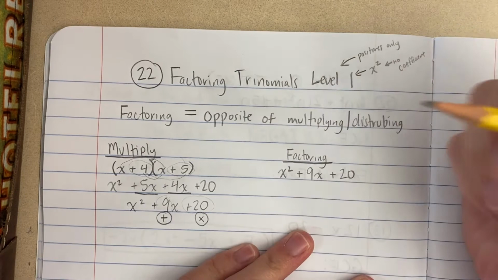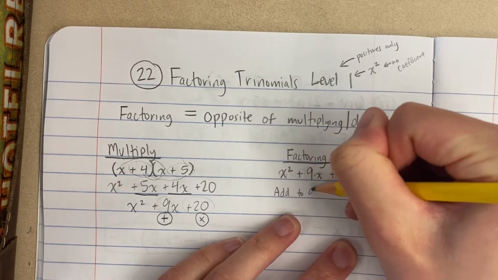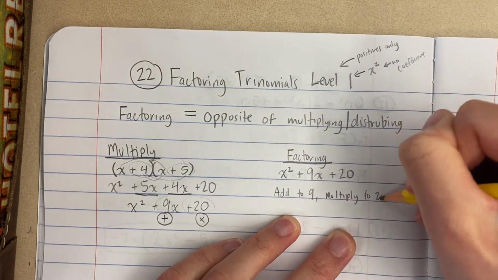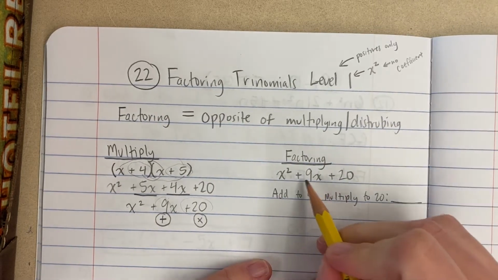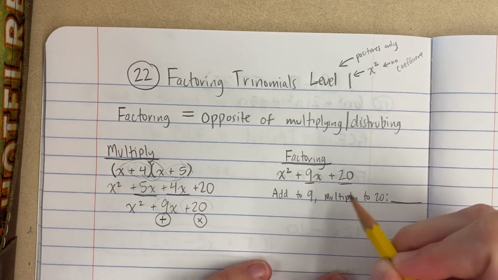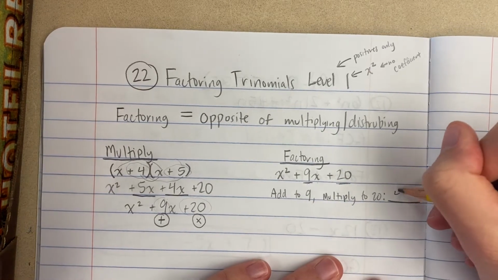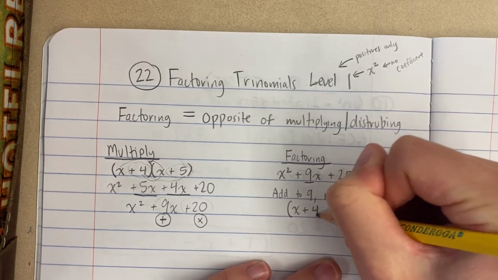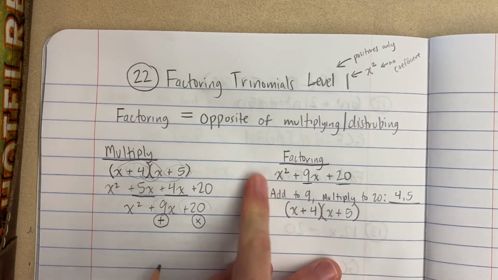What I'm looking for right now is two numbers that add to 9 and multiply to 20. Okay, what are those two numbers that add to this number? They add to this number that's multiplied by x, and they multiply to this number that has no x on it. So what are two numbers that add to 9 and multiply to 20? Well, the two numbers that add to 9 and multiply to 20 are 4 and 5. So that means this is going to be x plus 4, and I could put the 5 first, doesn't matter, x plus 5. That is what a factoring problem will look like.